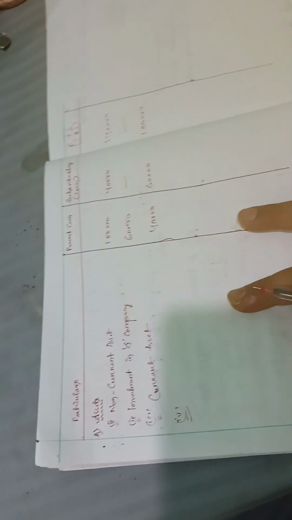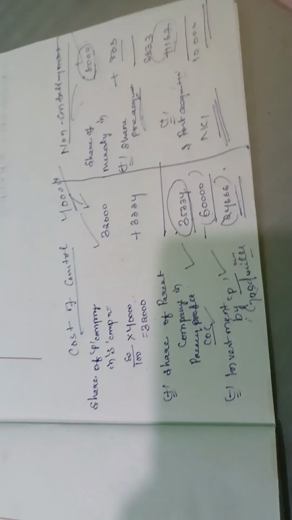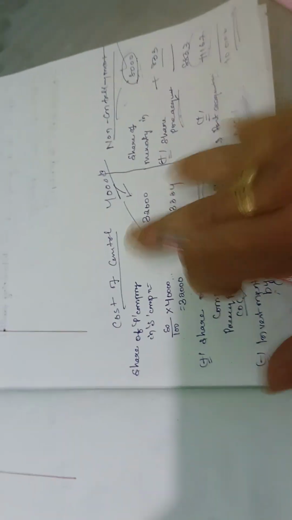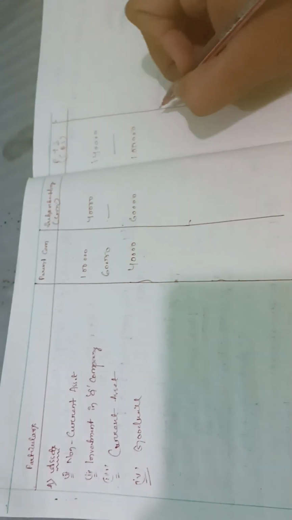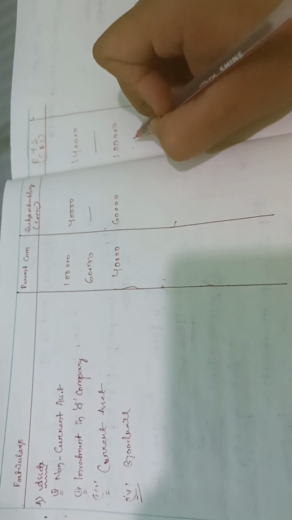Then there was another item. We got goodwill as a balance sheet item. Goodwill will be taken over. Goodwill is 24,666, which is directly taken over to the consolidated financial statement of the parent company and subsidiary company. It is the balance sheet.